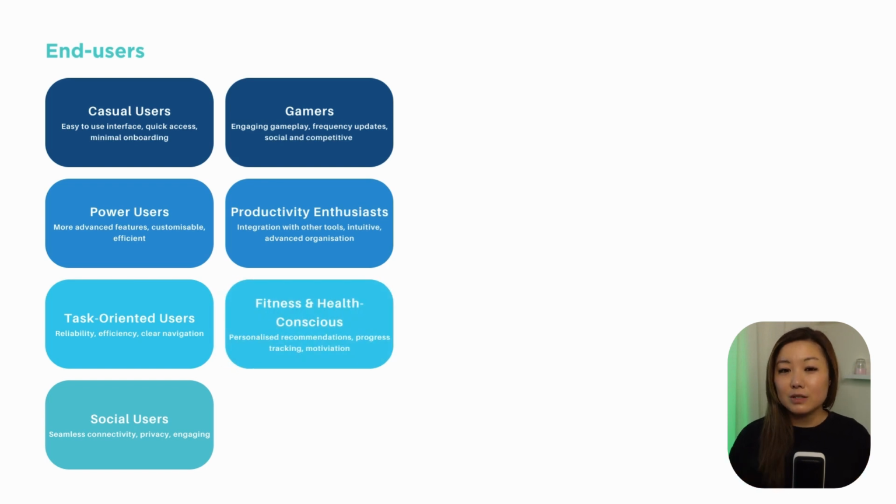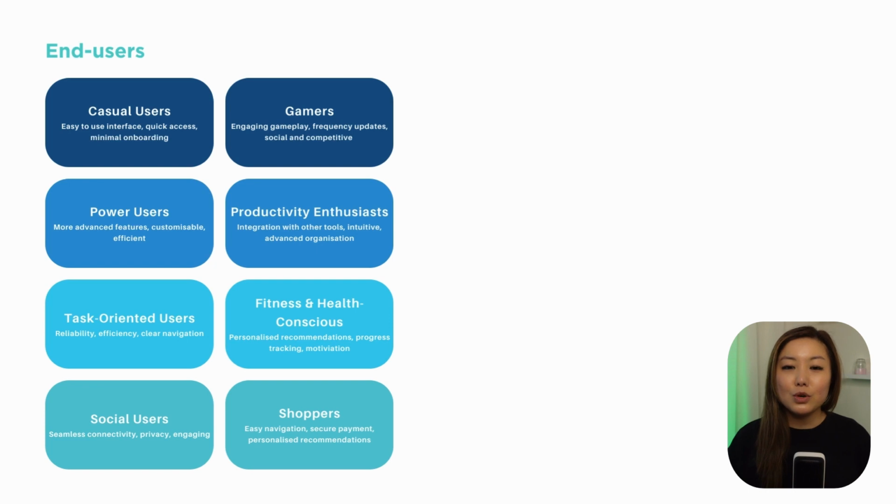Fitness and health-conscious users use apps to monitor and improve their health and fitness. Example: workout apps, diet tracking apps, and meditation apps. Their needs would be personalized recommendations, progress tracking, and motivation features. We have the shoppers, who use apps for shopping and finding deals. Example: e-commerce apps, coupon apps, and fashion apps. Their needs are easy navigation, secure payment options, and personalized recommendations.